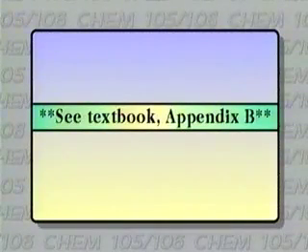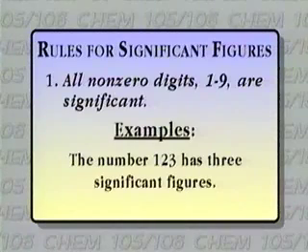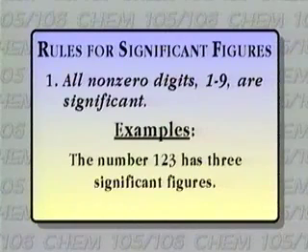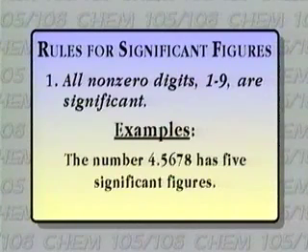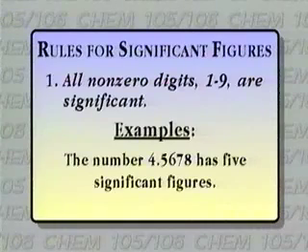What numbers are significant? First of all, rule number 1, all non-zero digits between 1 and 9 are significant. And here we have some numbers given. The number 1, 2, 3, that has 3 significant figures in it. The next number that we see up there, 4.5678, that has 5 significant figures.